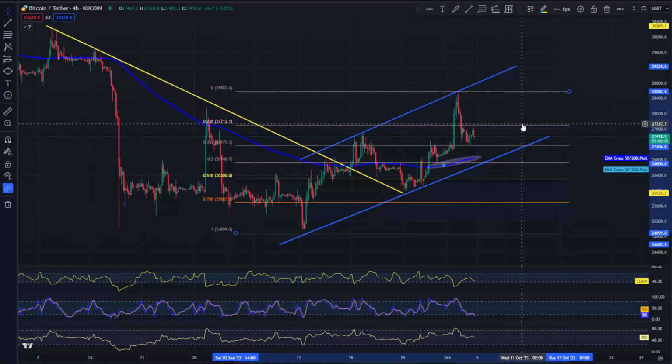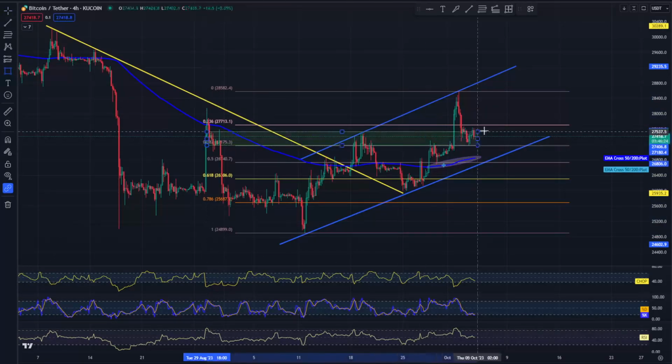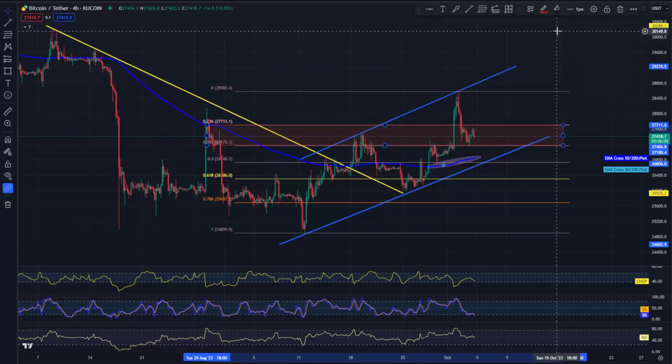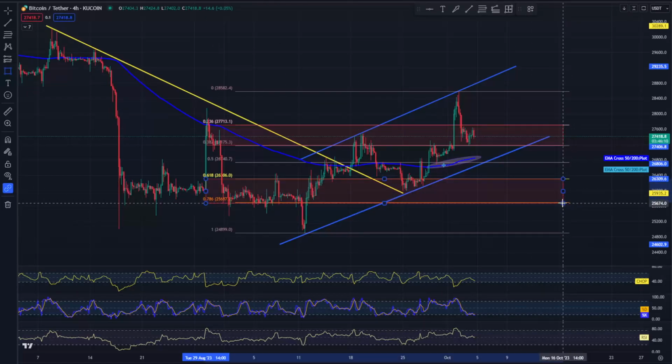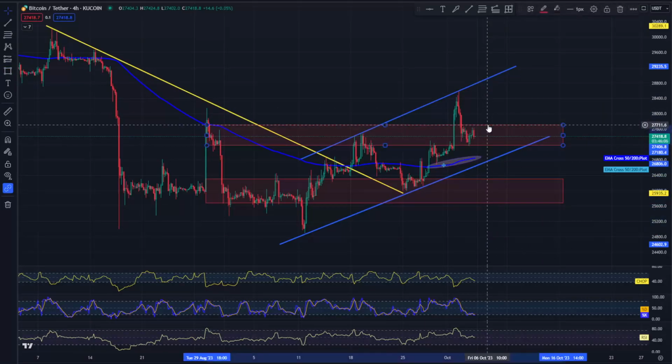And here, first of all, it is worth marking the support zone in which the price currently ranges from $27,711 to $27,180, but when we fall below this zone, we may see a drop to the area of the second zone from $26,309 to $25,682.